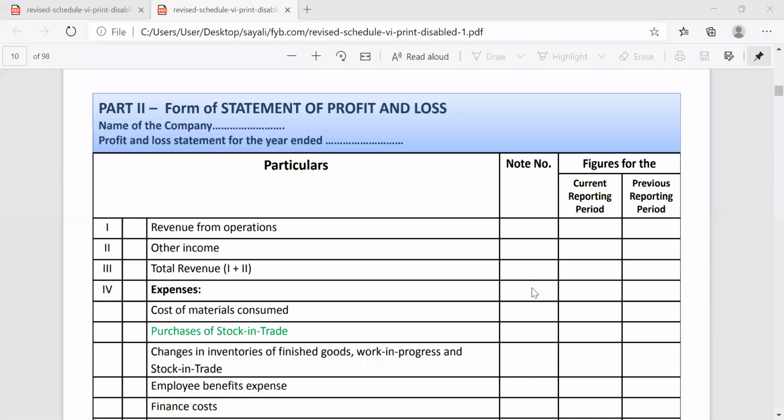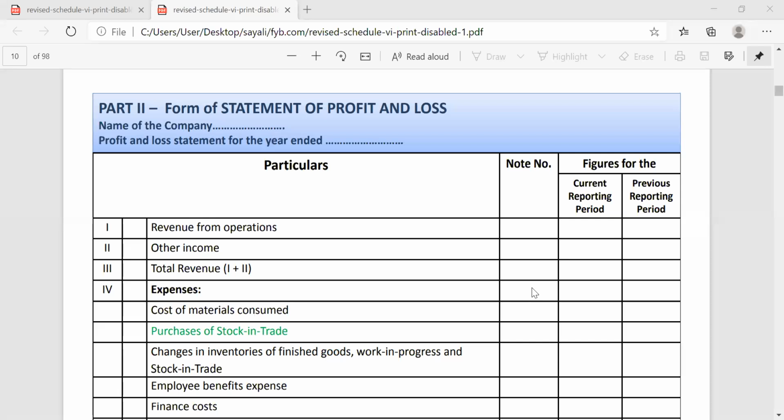Next point, that is the form of statement of profit and loss account. According to revised Schedule 6, there is a second part, or Part B, called the form of statement of profit and loss. As you are aware, in this heading also we prepare it in a vertical form. So there is no horizontal form prepared here.